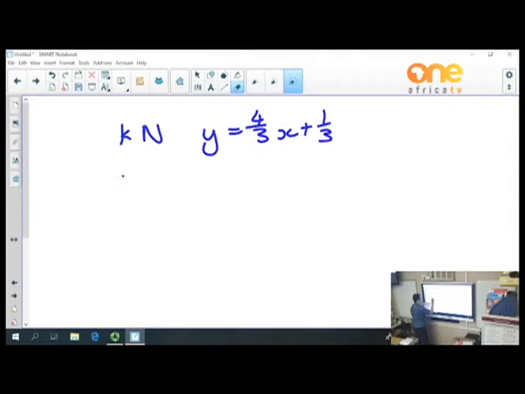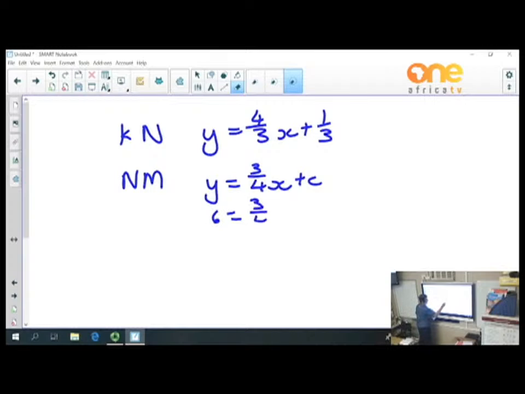And then the next one that we need to find now is NM, but we don't have this one. And this one is then parallel to KL. So that one's gradient is 3/4, isn't it? So it is y is equal to 3/4 x plus c. And then which one's coordinates do you have here? M, which is 6, 6, yes. So 6 is equal to 3/4 times 6 plus c. And what is the value of c?